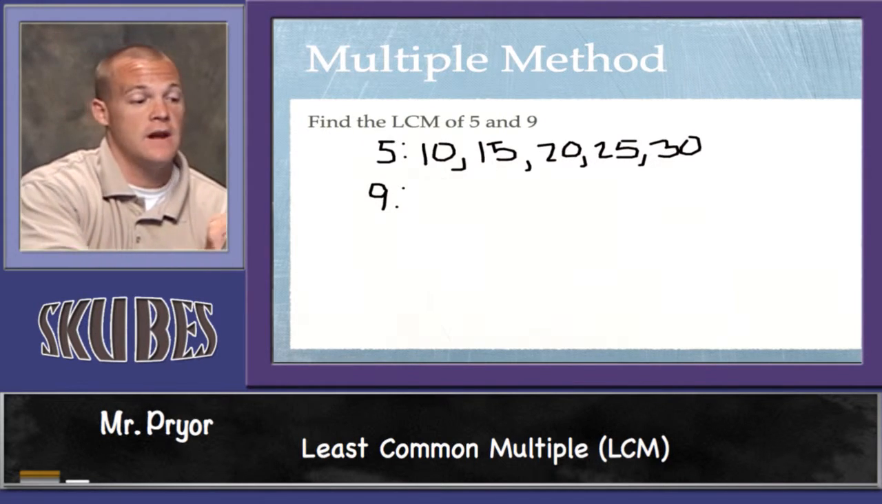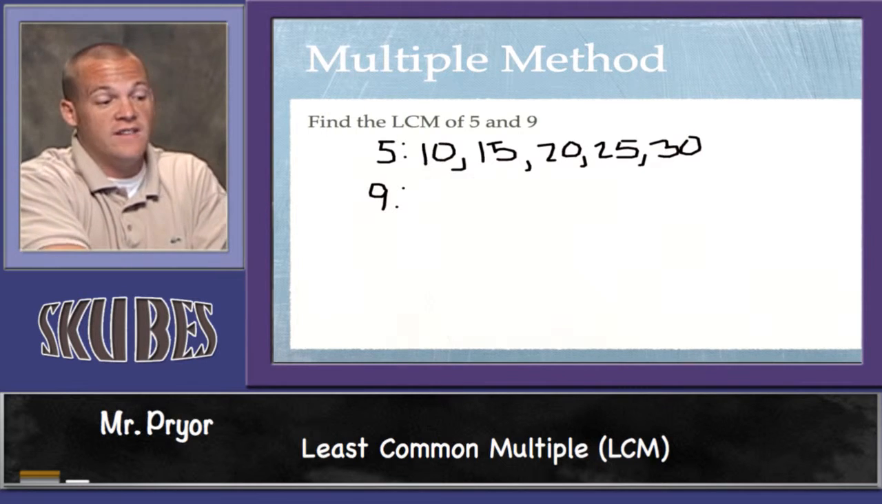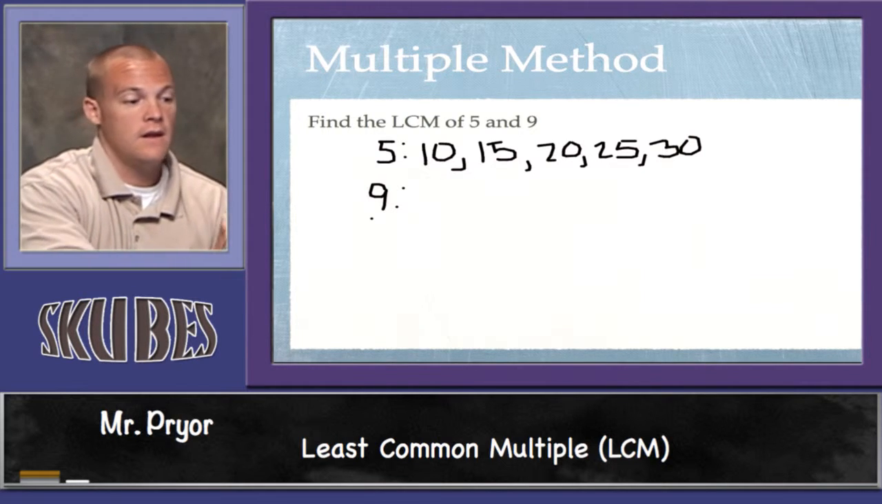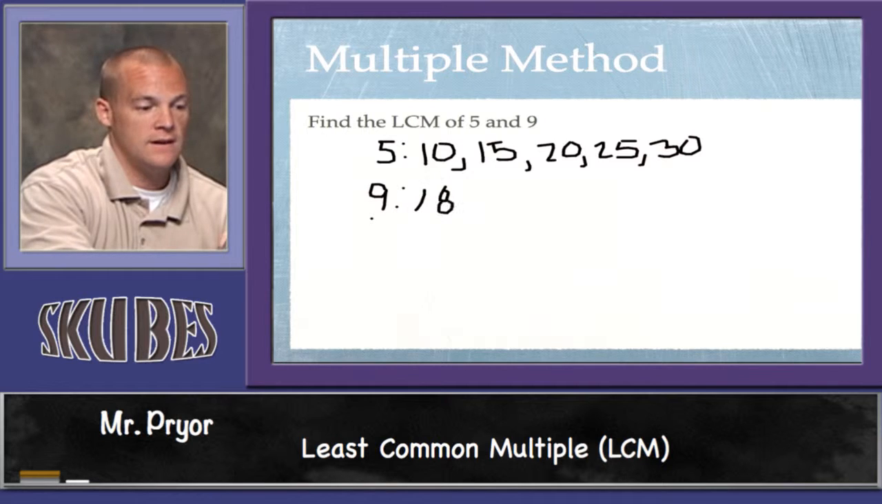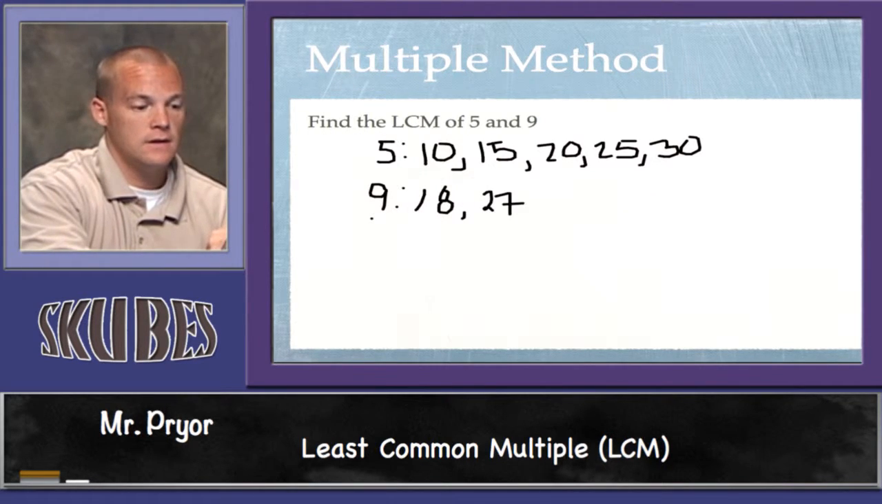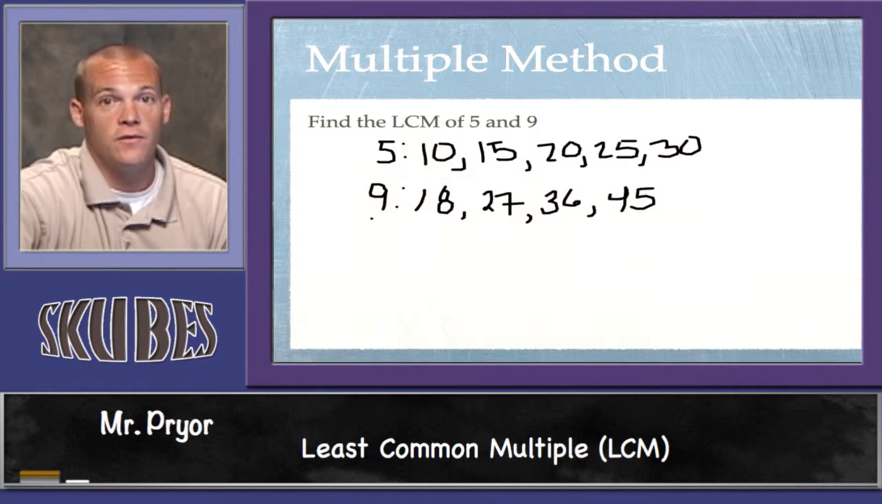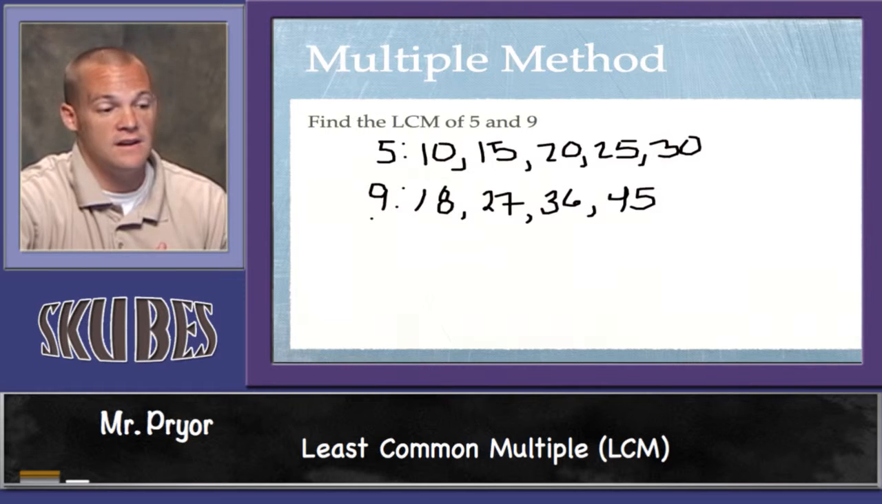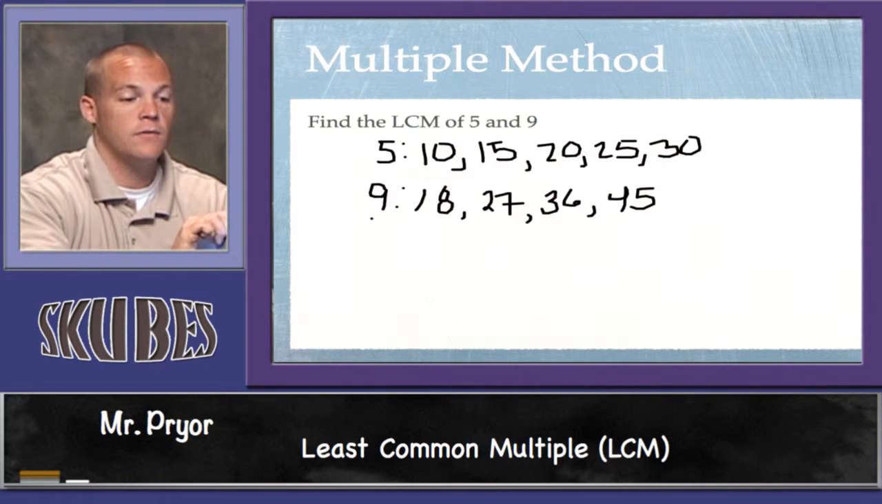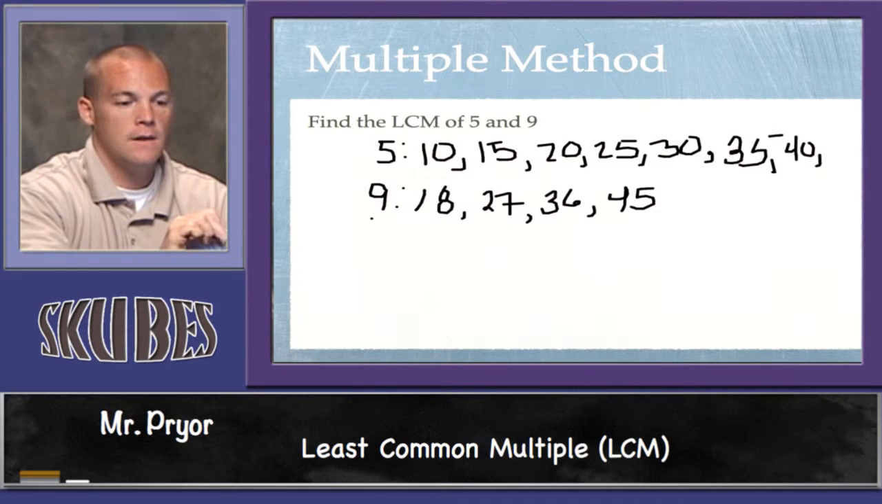You're going to do the same thing with 9, and it's really just multiplication. It's 9 times 1, which gives you 9, then 9 times 2, which would give you 18. Okay, 9 times 3, 27. 9 times 4, 36, and 9 times 5, which would be 45. Now you'll notice we've gone past our multiples of 5, and we still don't have any in common. So let's jump back up to our 5s and continue that. The next one would be 35, then 40, and then 45.